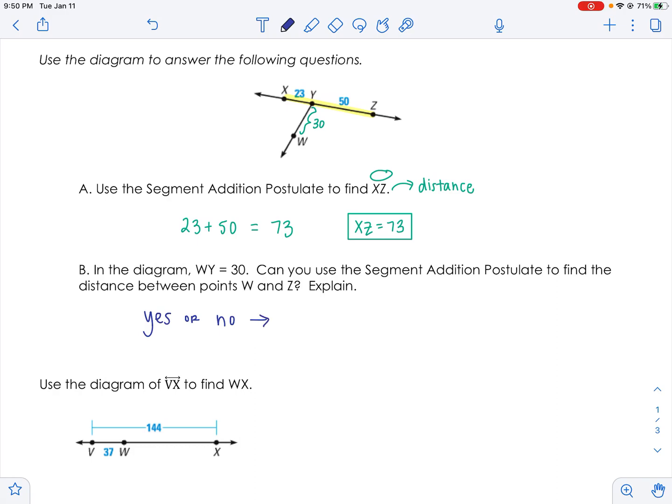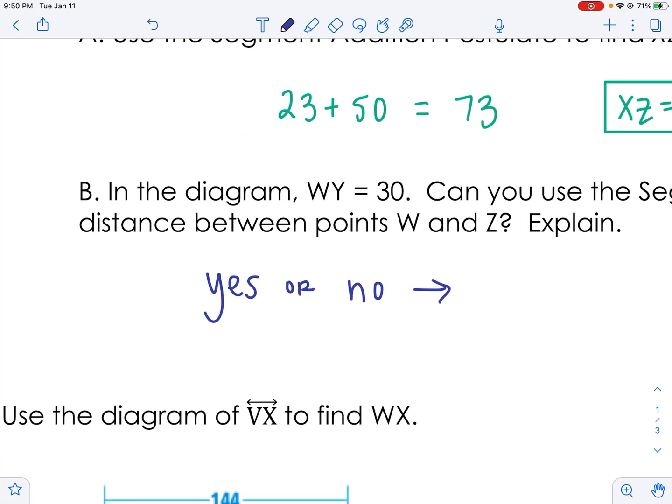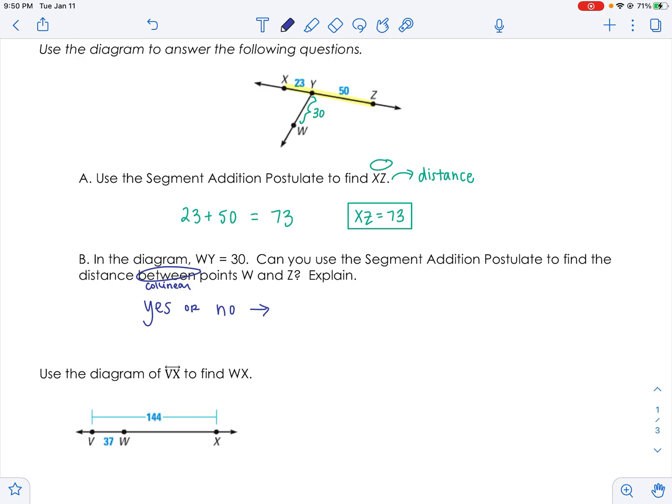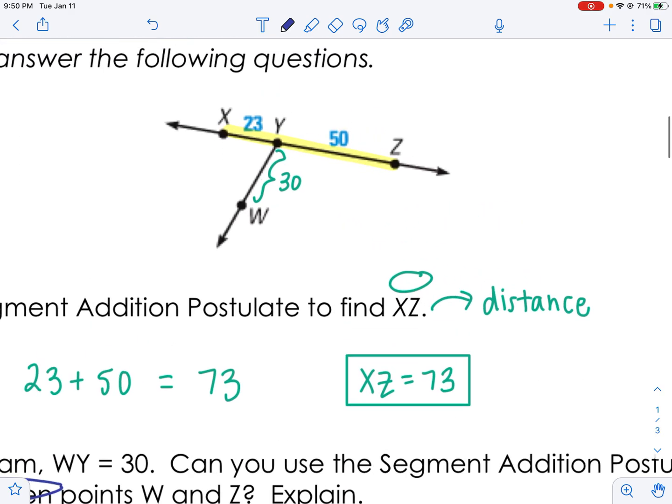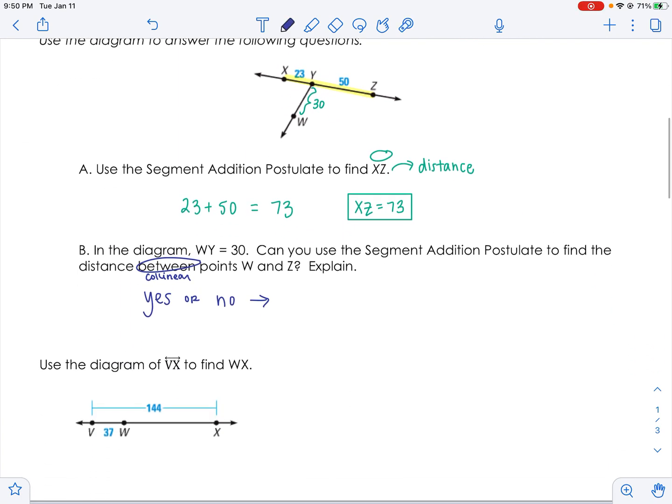Now, if you said no, you're correct, because this word between means collinear. Don't forget, from up above, between means collinear. So if we're talking about points W, Y, and Z, they must be collinear in order for me to use segment addition postulate. So what's the distance from W to Z? Well, I have no idea because Y is not between it. Therefore, I cannot use segment addition postulate.